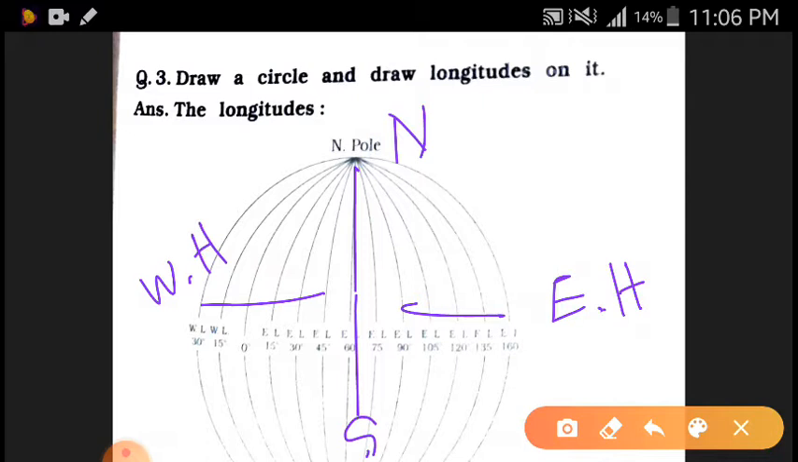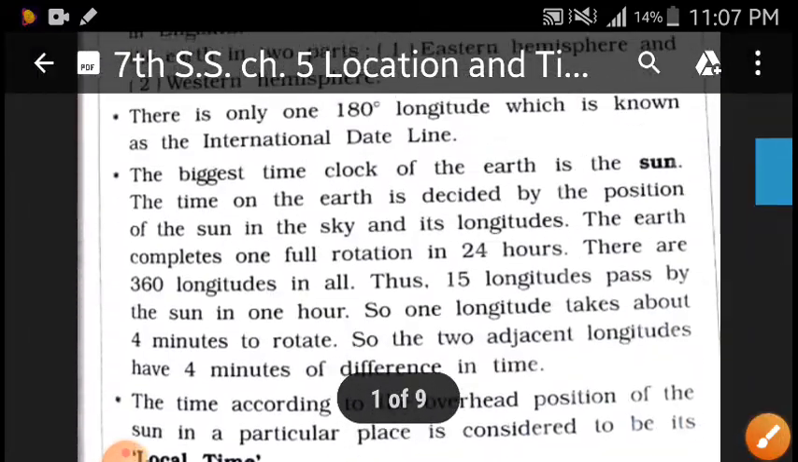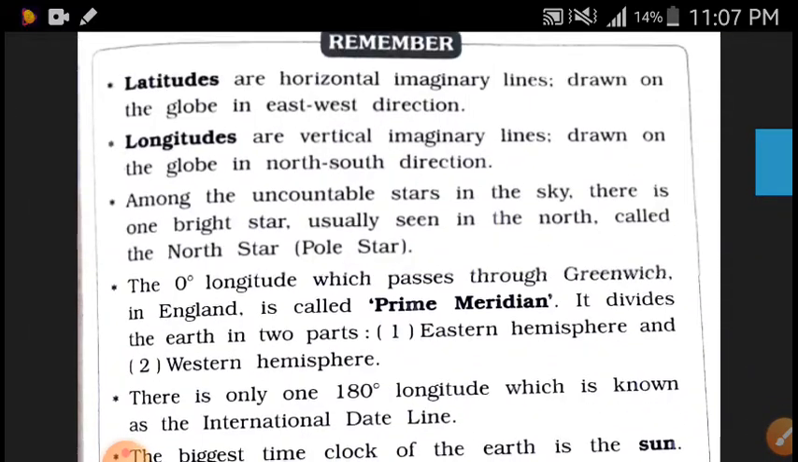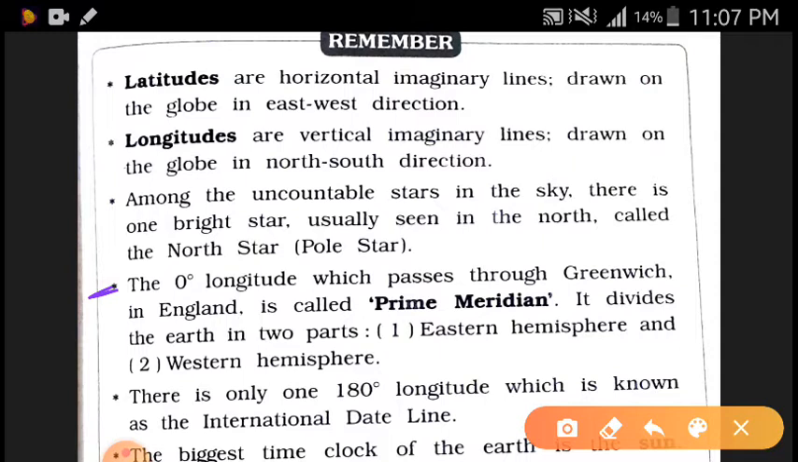So I hope it is clear in your mind what longitude is and how it divides the earth. We have seen the equator, which divides the earth into two parts, northern hemisphere and southern hemisphere. Due to the longitudes, it divides into eastern hemisphere and western hemisphere. Now let us move forward. The 0 degree longitude which passes through Greenwich is known as prime meridian, which divides the earth into eastern hemisphere and western hemisphere.